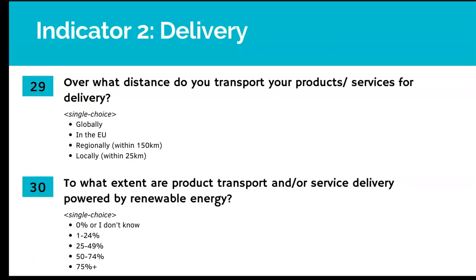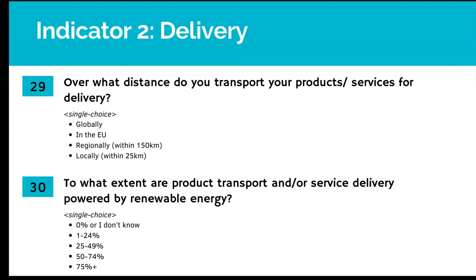Now we're at the second indicator, which is delivery. This indicator is asking over what distance does the company transport its products or the services for delivery. Similarly, as we saw in the design category, when we're asking for the distance from which the components or materials are sourced for the product, here in this question it is up to the estimates of the company that you're dealing with, and they should answer what most of their transports are, or what most of their deliveries are, whether they're on the global scale, in the EU, regionally, or locally.